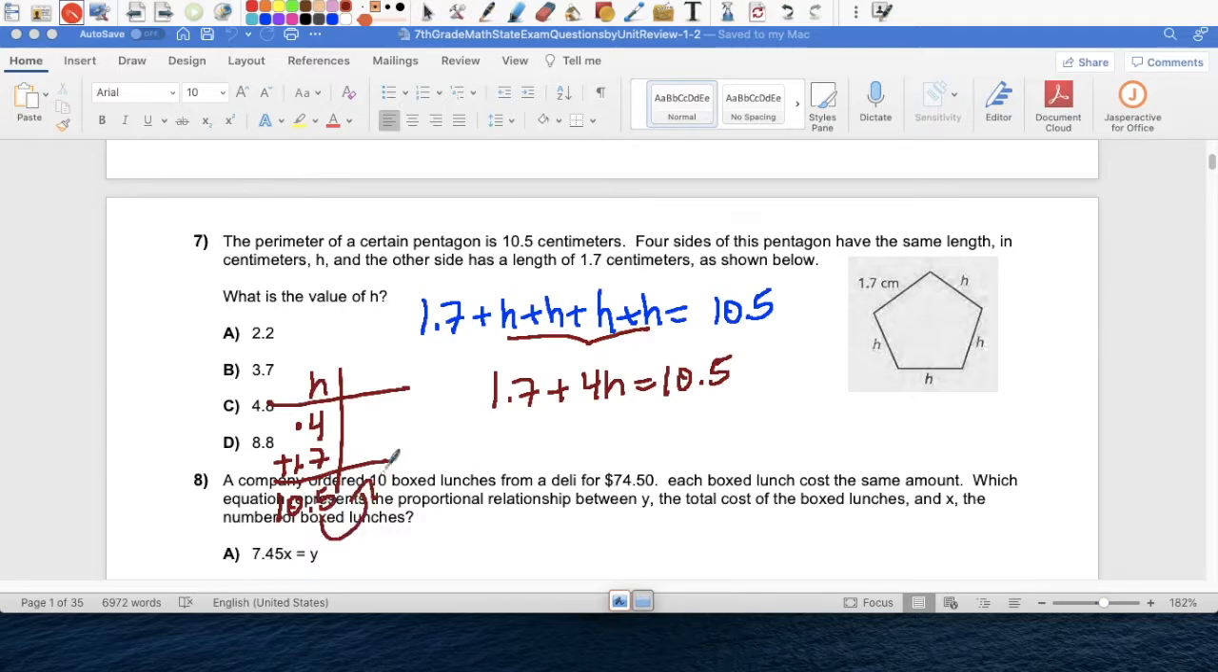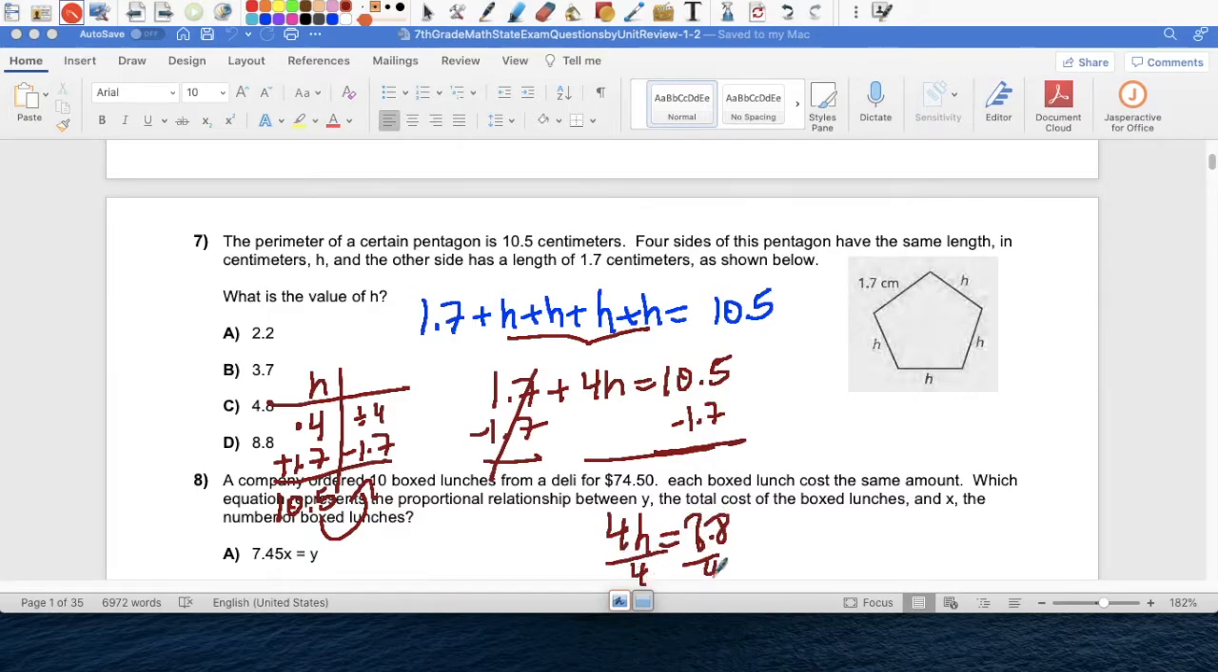So the inverse operations I will use: I'm going to subtract 1.7 from both sides and then divide by 4. Minus 1.7, minus 1.7. That goes away, 4h comes down, and 10.5 minus 1.7 equals 8.8. Divide both sides by 4, and h equals 2.2. So 7 is A.